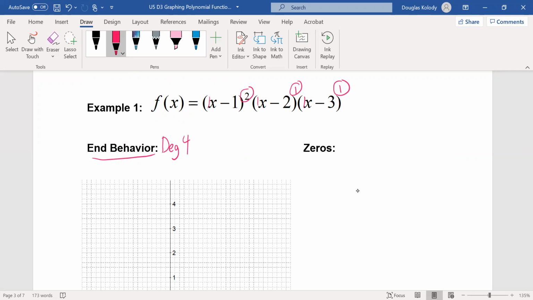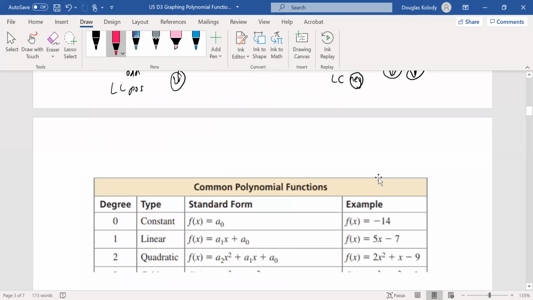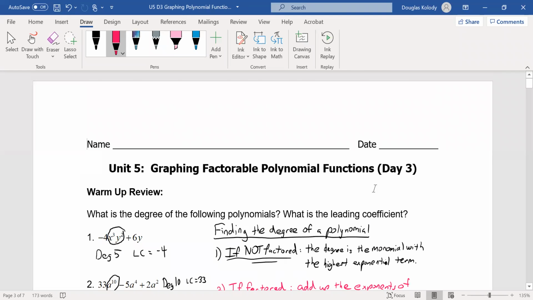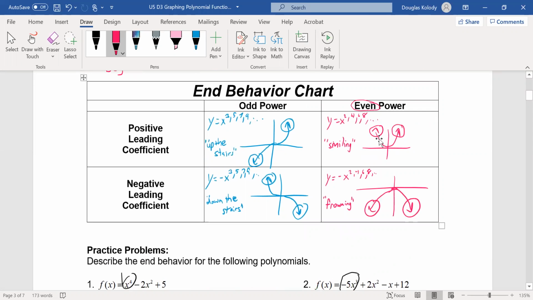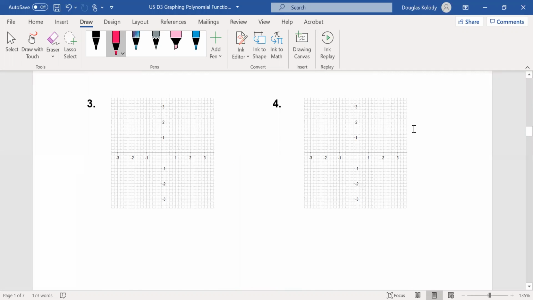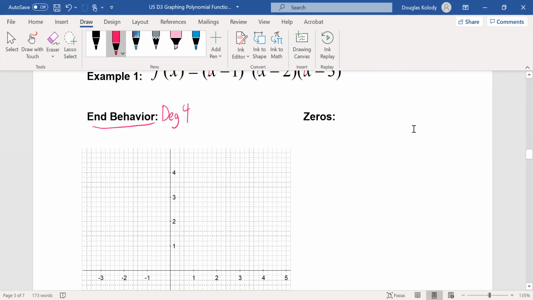So what does x to the 4th look like? Let's zoom back up. It's even and it's positive. So it's a positive leading coefficient and it's even. It's parabola. More importantly, it's parabola up. It's smiling at us. So I know it's going to start up and end up. So watch this. Keep that in mind. I'm going to just draw a little quick sketch here.